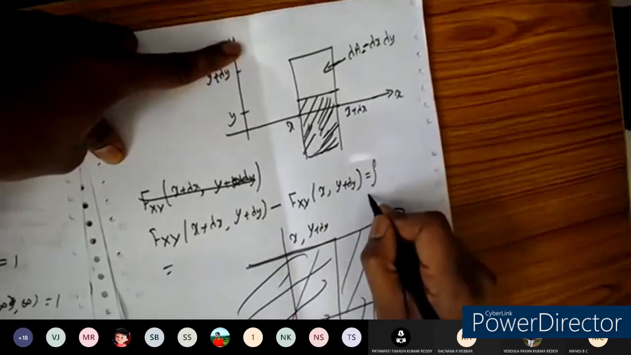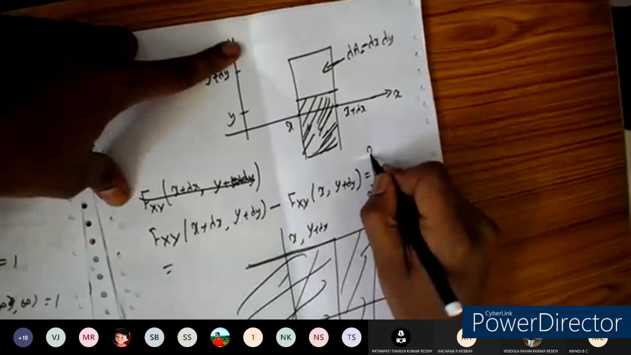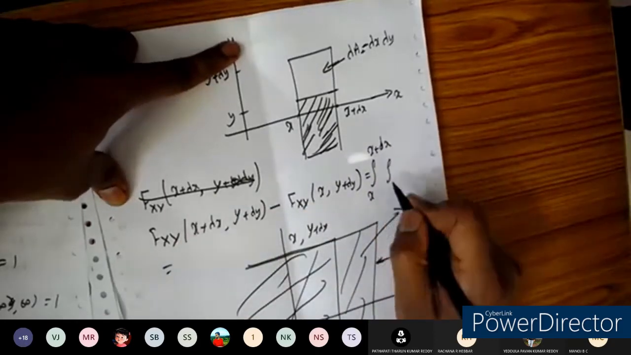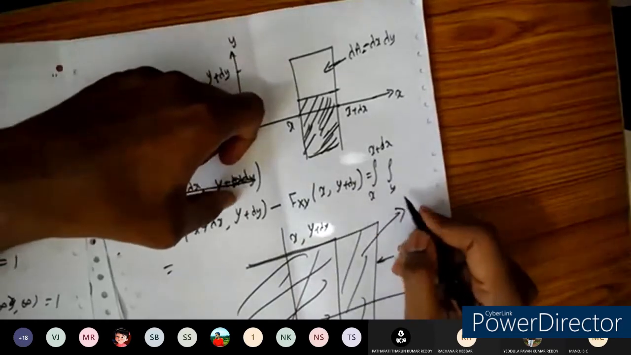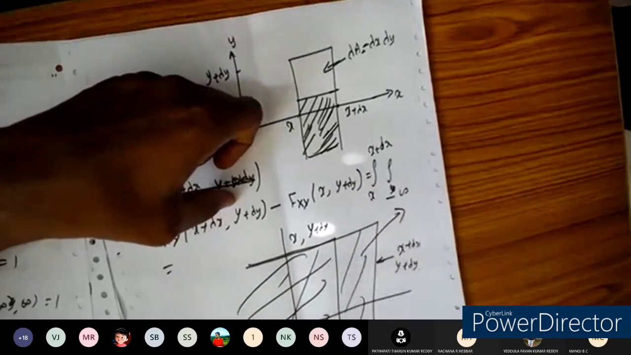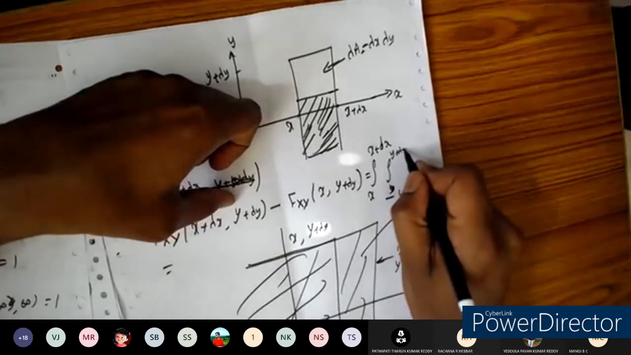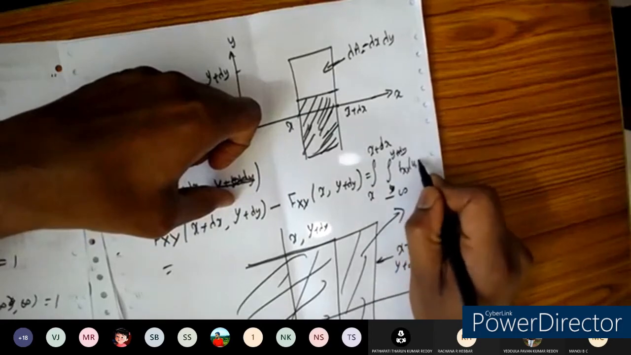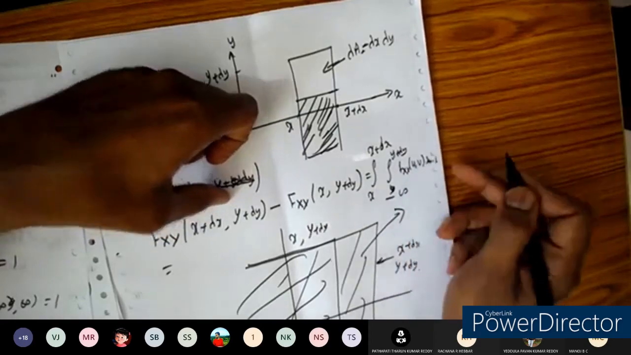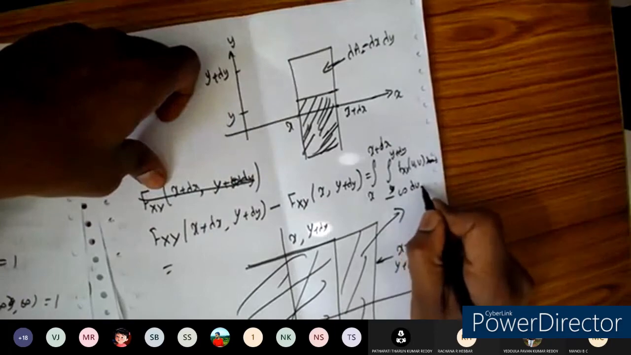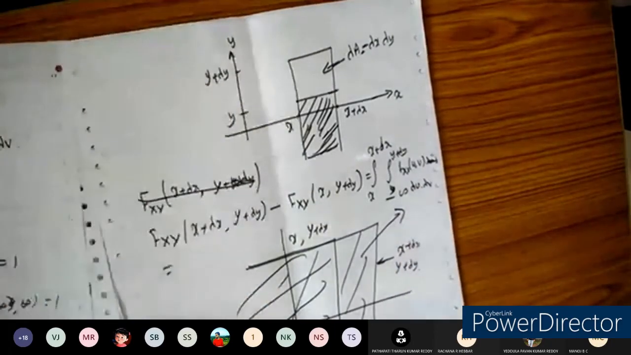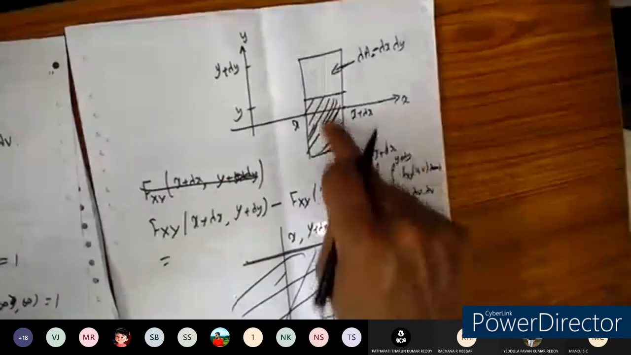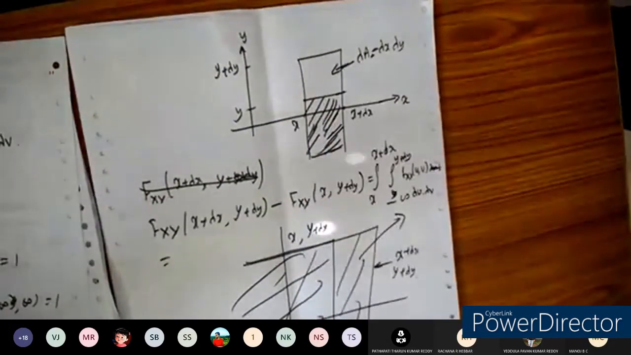That is by integrating from x to x plus dx, and integrating from minus infinity, since I'm taking from minus infinity up to y plus dy. So we are going to do it with the PDF. So du into dv here. You can take this as du into dv, so that you are going to get this part of the area.